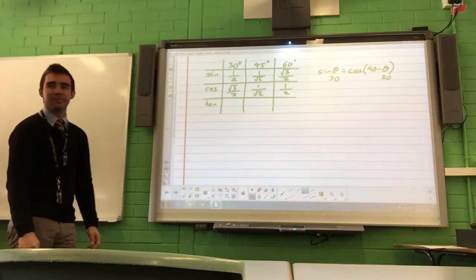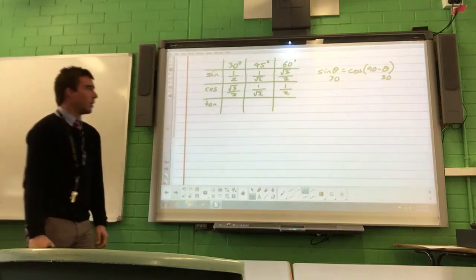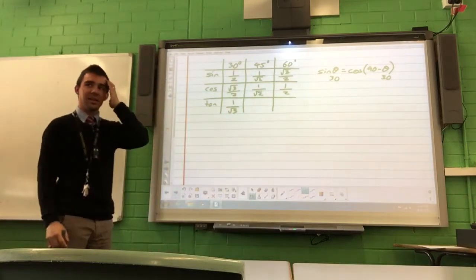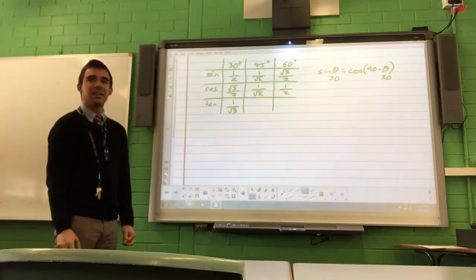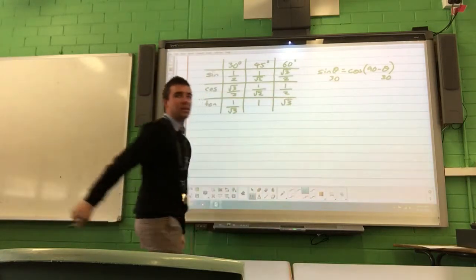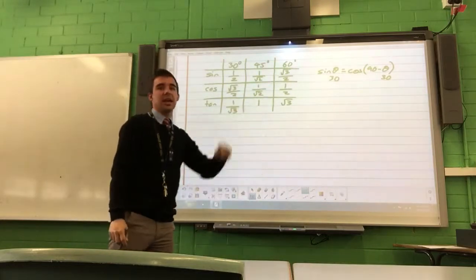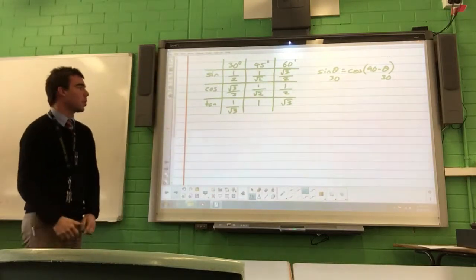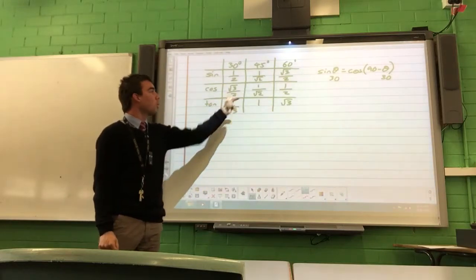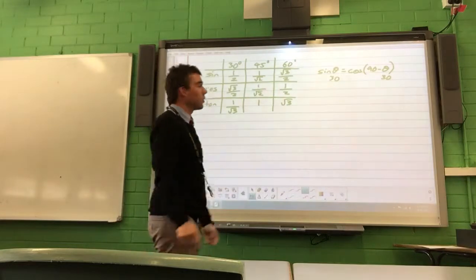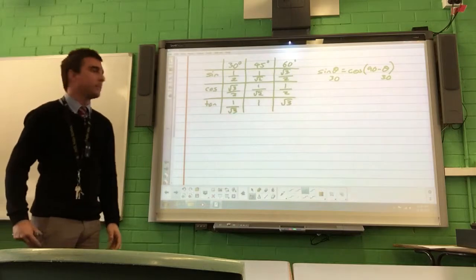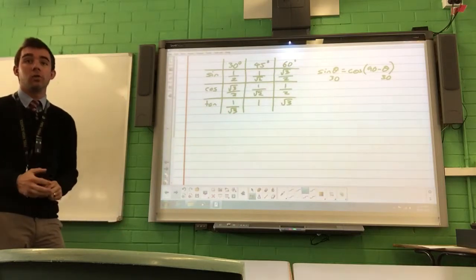Alright, tan of 30. That's 1 over root 3. And the other ones are root 3 and root 1. Alright, 45. Root 3 and then 1. That was 1, then root 3. Okay, so the values for tan get larger as the angle gets larger. So 1 on root 3 is going to be the smallest number because it's a proper fraction, which is going to be less than 1. This is root 3, which will be greater than 1. So that's the largest value over there. So you need to remember these.